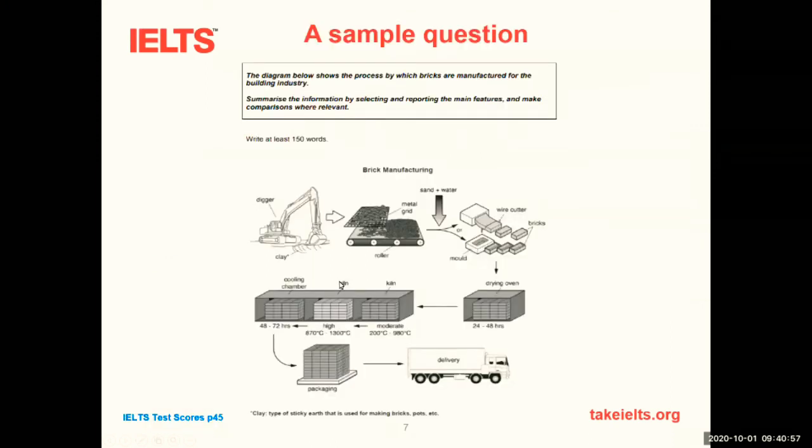Excellent. Okay, so this is an example of a typical process diagram question for part 1. Some of you, if you came to an earlier webinar about writing about processes, will have seen this before, but we're going to use it in a very different way today. Okay, so there's your question. The diagram below shows the process by which bricks are manufactured for the building industry. Summarize the information by selecting and reporting the main features and make comparisons where relevant. Okay, so that is what it is.